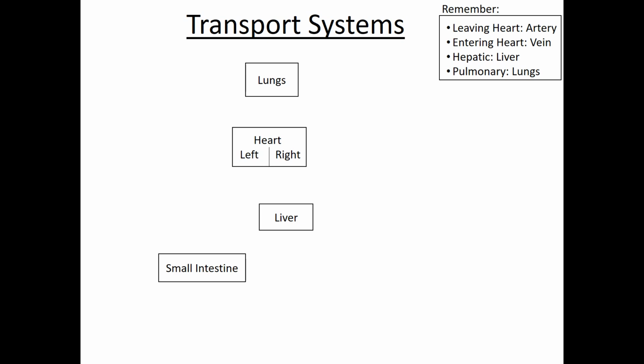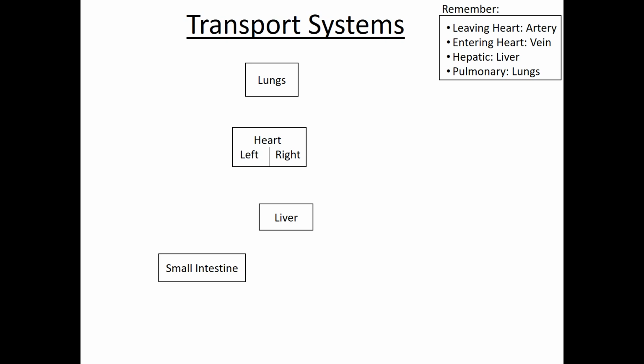Now, before we get into all of the different steps, I want to mention a few tips that can help you memorize all of the different arteries and veins that make up this system. And the first thing is to remember that the blood will usually leave your heart through arteries and then enter your heart through veins. So if something is leaving your heart, it will usually leave in an artery. If it's entering your heart, it will usually be entering as a vein. Another thing to remember is anytime you hear the word hepatic, it's referring to your liver. Anytime you hear the word pulmonary, it's referring to your lungs.